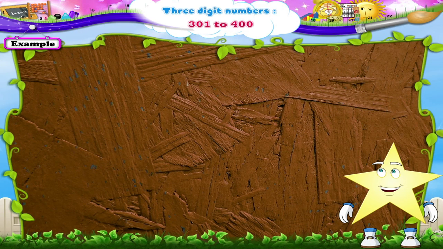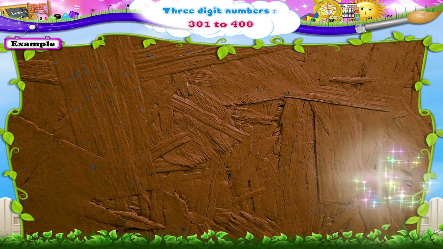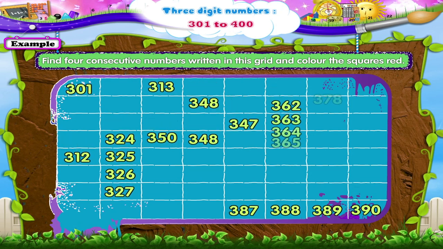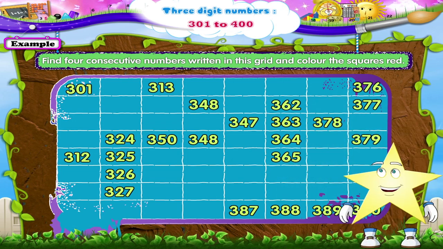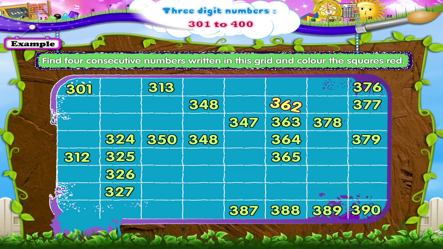Hey, Starry! The next example is very interesting. We have to search for four consecutive numbers written in this grid and color the squares red. Also, see to it that the numbers are written either horizontally or vertically. Come on, Starry, let us do it. Starry, see, I have found a set of consecutive numbers. They are 362, 363, 364, 365. Let's color the squares.